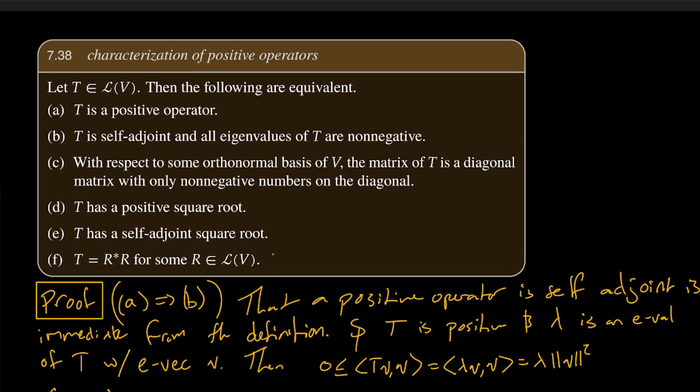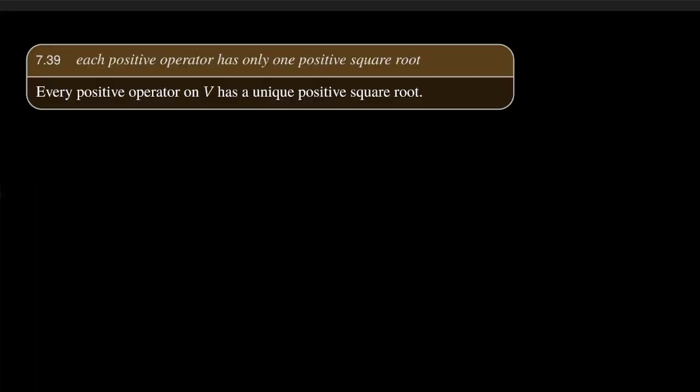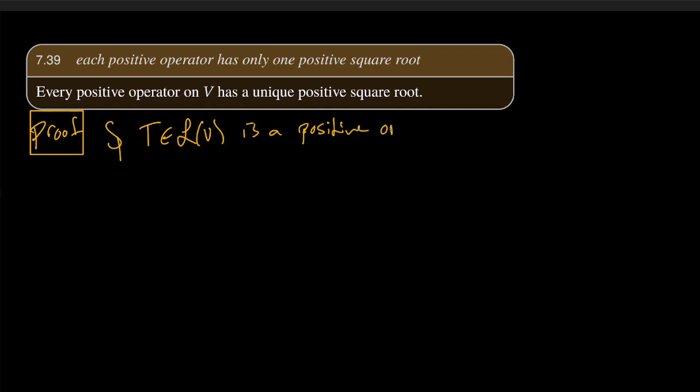All right. Let's go on a little bit further and use these positive operators in the way that we first described, that is, to get unique square roots. Let's prove it. What we're going to show is that every positive operator on V has a unique positive square root. Here's the proof. First off, let's just write what we've got. Suppose T in L(V) is a positive operator. Let R be a positive square root of T.